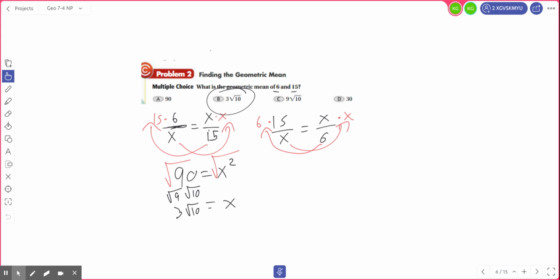And you can see here they tried just 90 to see if you forgot to do the square root. They also tried 9 root 10 to see if you got this far, but then forgot to do the square root of the 9. I'm not quite sure how you'd end up with 30 in this situation. Maybe if you multiplied the 3 and the 10. But those answers are trying to account for mistakes you might have made as you went along. But 3 root 10 is the correct one.